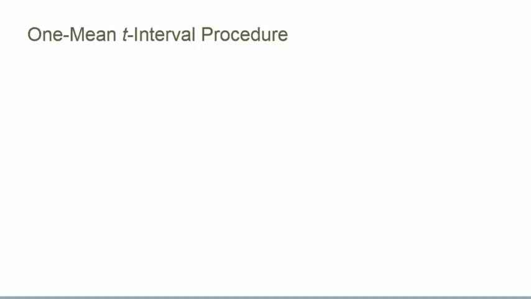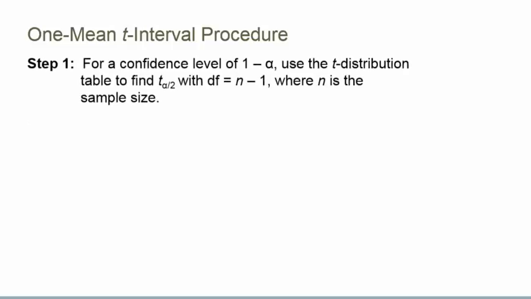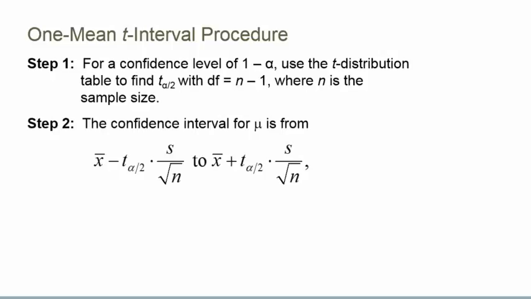One mean t-interval procedure, continued. Step 1. For a confidence level of 1 minus alpha, use the t-distribution table to find t sub alpha divided by 2, with degrees of freedom equal to n minus 1, where n is the sample size. Step 2. The confidence interval for mu is from x bar minus t sub alpha divided by 2 times s divided by the square root of n to x bar plus t sub alpha divided by 2 times s divided by the square root of n.